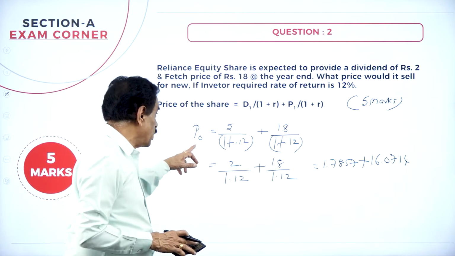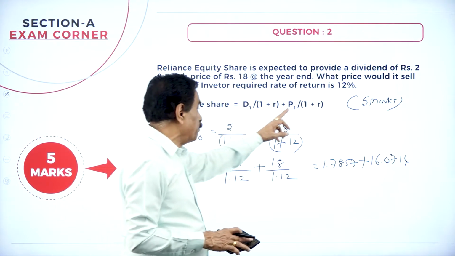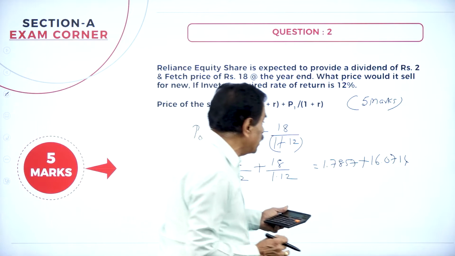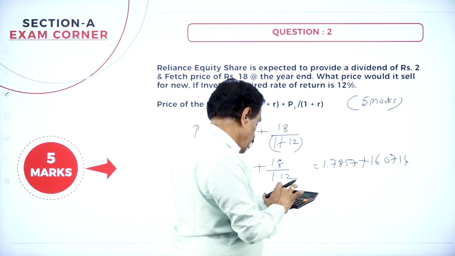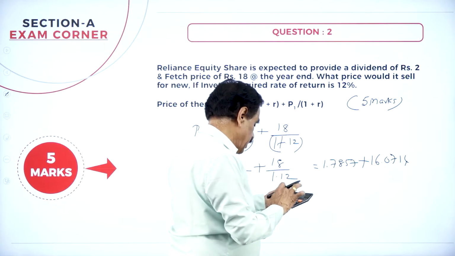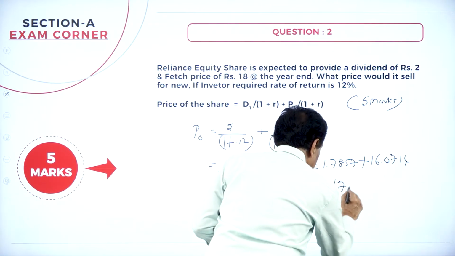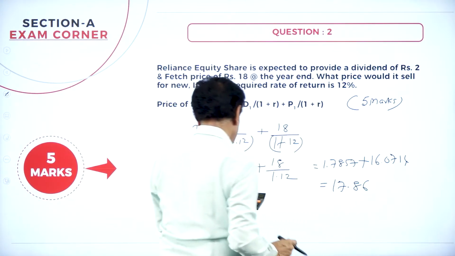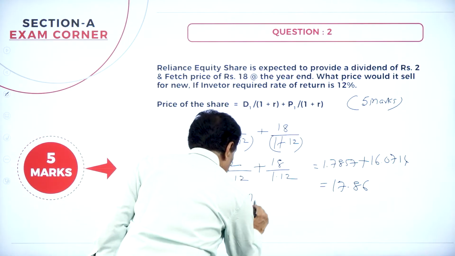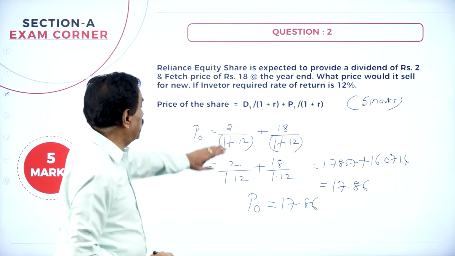So the total price of the share is equal to dividend divided by 1 plus R, plus price divided by 1 plus R. So we add 16.0714 plus 1.7857, so 17.86. 17.86 is the price of the share. So P0 is equal to 17.86. 5 marks for this.